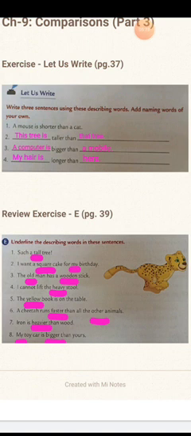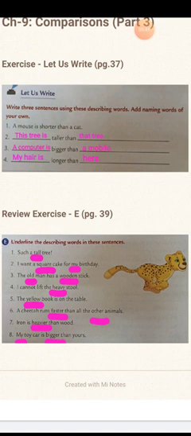Now underline the describing words in these sentences. Number one, such a tall tree. So here what is being described? Tree. How is it described? As tall. So tall is a describing word.